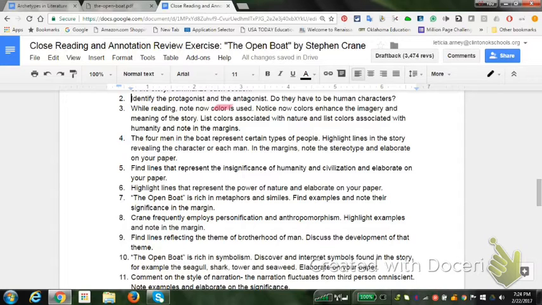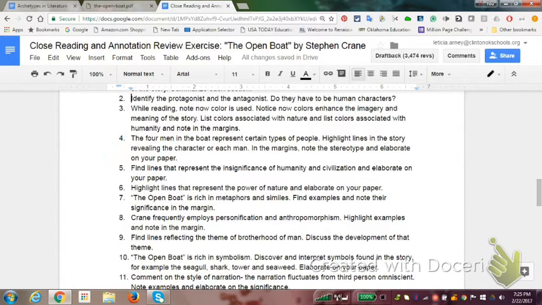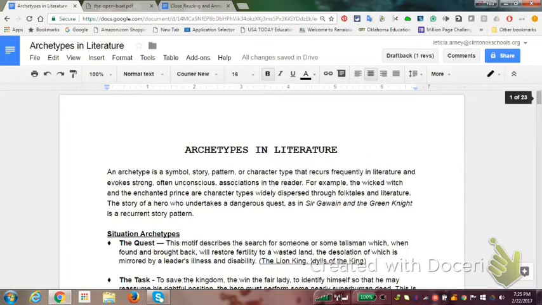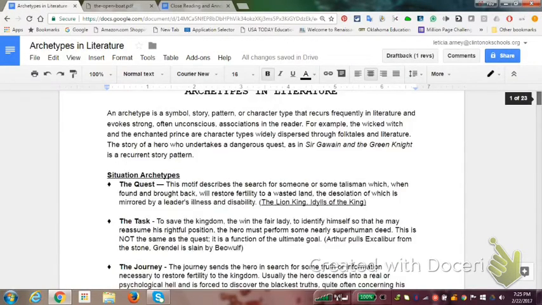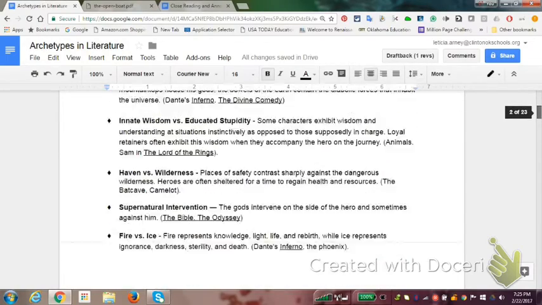Okay? And then for number 4, so you're going to have 2, 3, and 4. You're going to look at how the 4 men in the boat represent certain types of people. Again, you can go back to your archetypes in literature, and I wonder if you can't find the men on here as well. This would be really cool if you could. I haven't looked at that part of it.